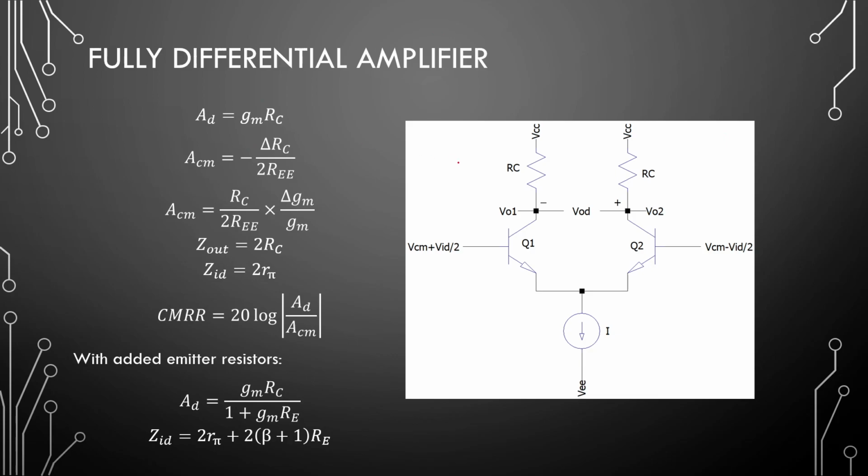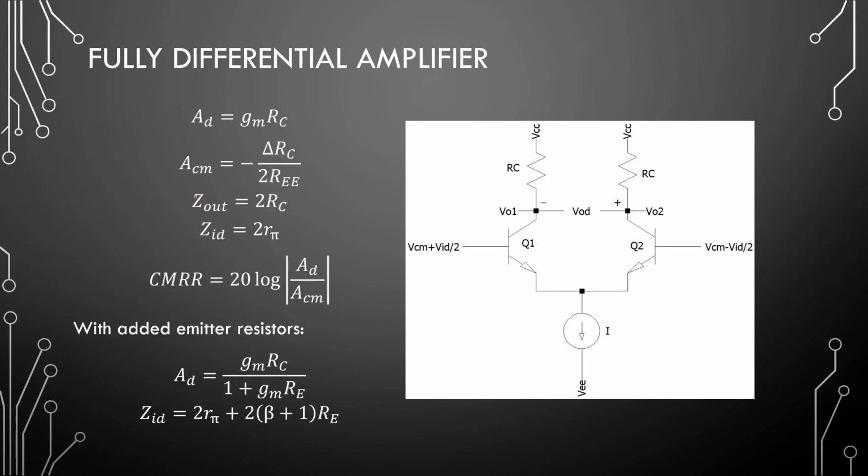So, in summary, before we go to our simulations, our differential gain for a fully differential amplifier is GMRC. Our common mode is dependent on differences between these resistors, so it's delta RC over 2 times REE inverted. And it's only dependent on the changes in our collector resistor here. Sorry, I removed the one that was here in between. It was left over from a different presentation.